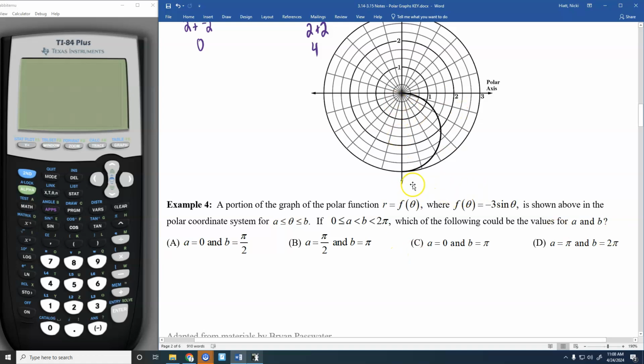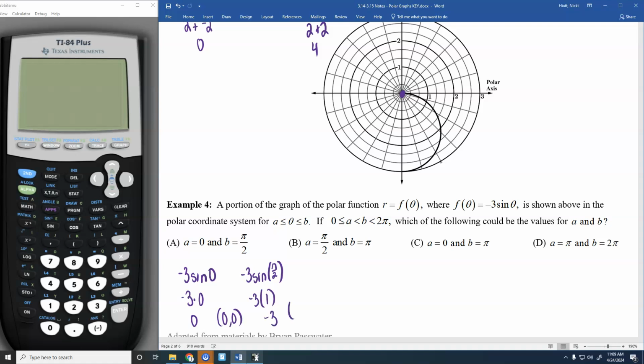What I would do for this is, these have to basically be your endpoints. If you plug in -3 sine of 0, that's -3 times 0, which gives you 0. So that would be the point (0, 0), and this definitely does hit at (0, 0). And then if you do -3 sine of pi over 2, sine of pi over 2 is 1, so you would get -3.